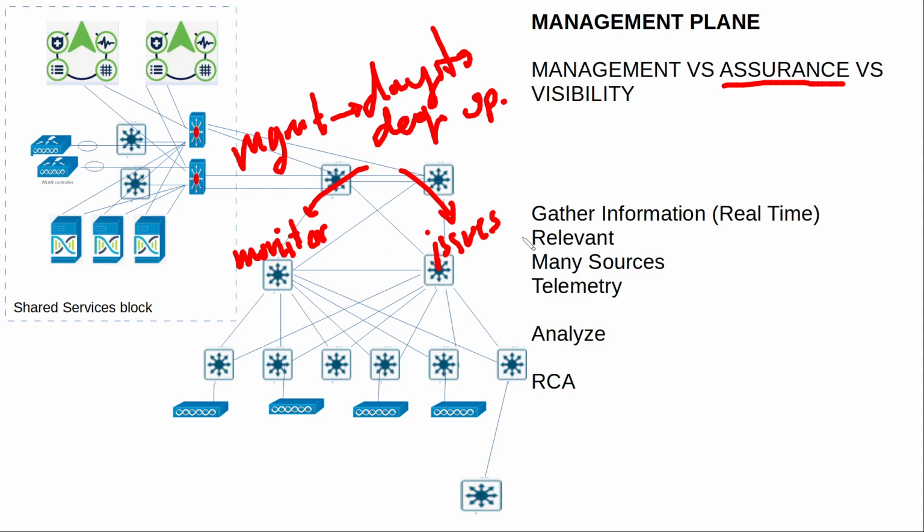So in order to do that, you might want to gather as much information as you want in real time. You might want to gather relevant information. You might want to gather that information from several sources, for instance, end user devices, end user applications, network devices, and so on. So you're going to use telemetry protocols in order to do that.